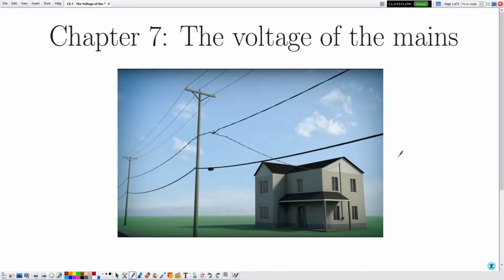So in this one we are going to start a new chapter, which is chapter 7, the voltage of the mains, and the second unit of electricity. Previously we have discussed notions related to electricity in a simple electric circuit. Now in this chapter we are going to discuss notions related to electricity but in domestic installations. So what do I mean by this?